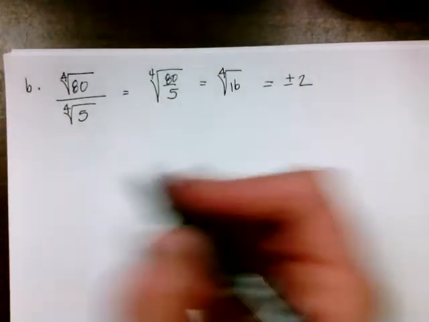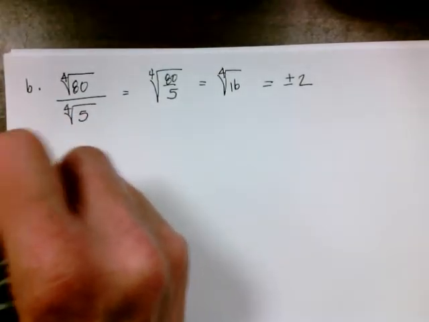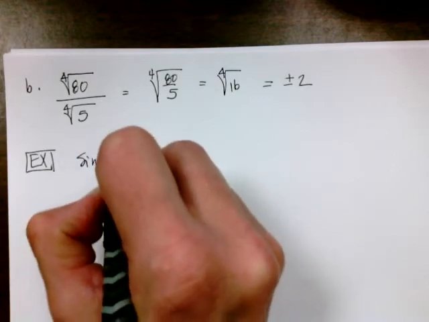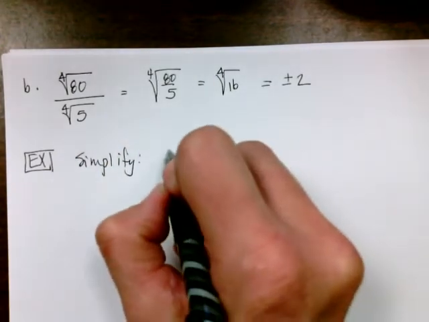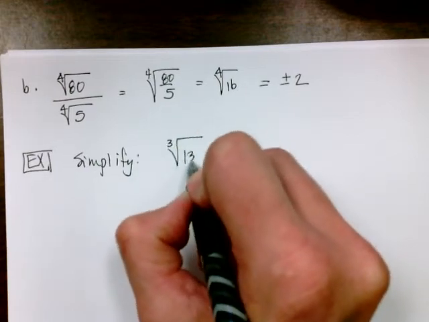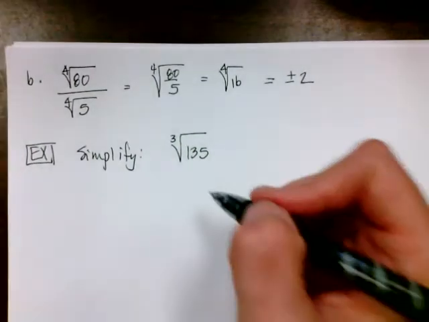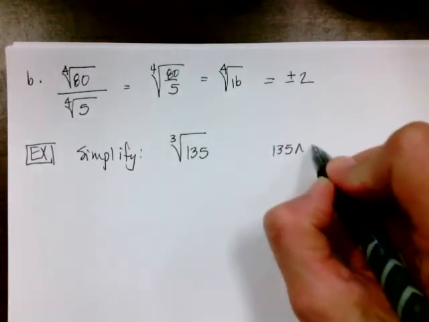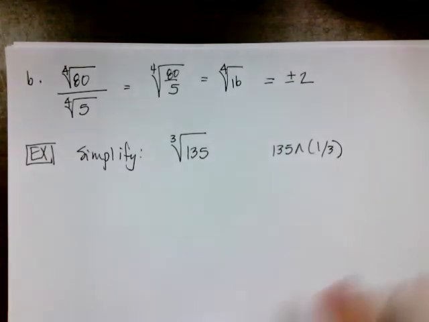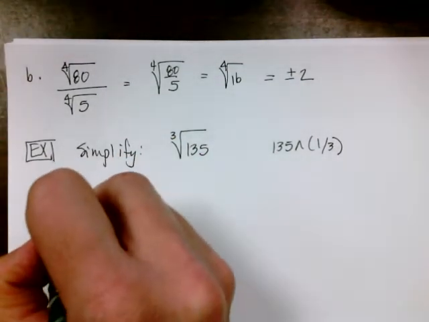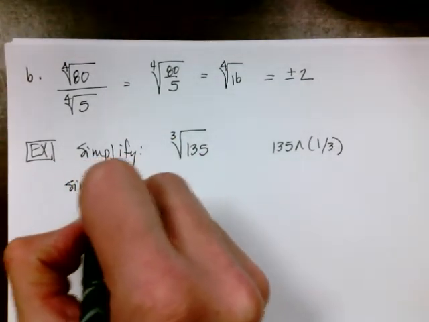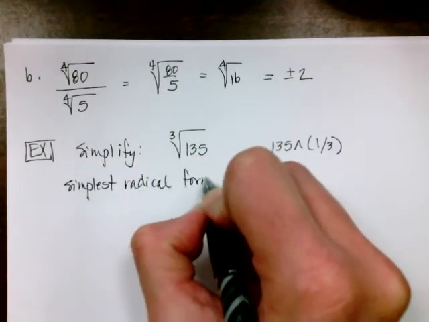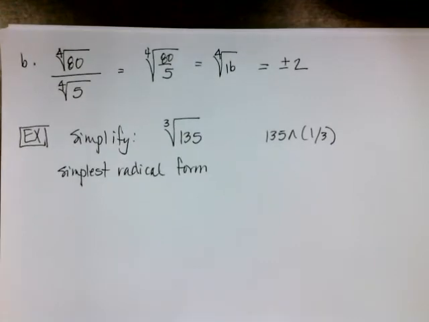Alrighty. Let's do another one as an example, and I'm going to do it a slightly different way. So this one says to simplify, and I'm going to have the third root of 135. So I could do this on my calculator, and I could do 135 raised to the 1/3 power. But what if I ask you to leave this in simplest radical form? That means that you really don't get to use your calculator. You have to do things by hand.